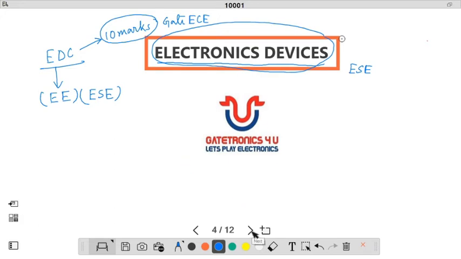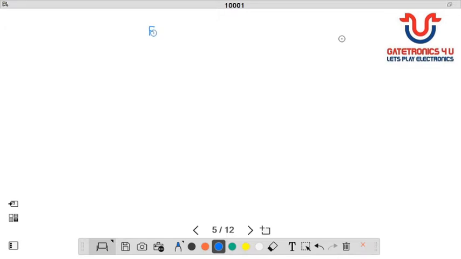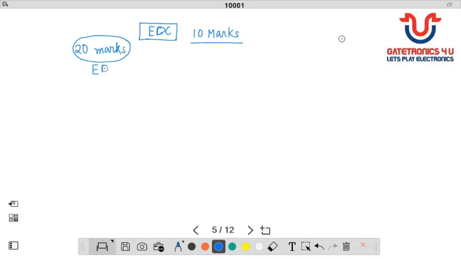So you can say that this EDC subject is a very important subject for the electronics branch as well as the electrical branch, with near about 10 marks weightage in the GATE examination for electronics engineering, and about 20 marks weightage for electrical engineering in the ESE examination.